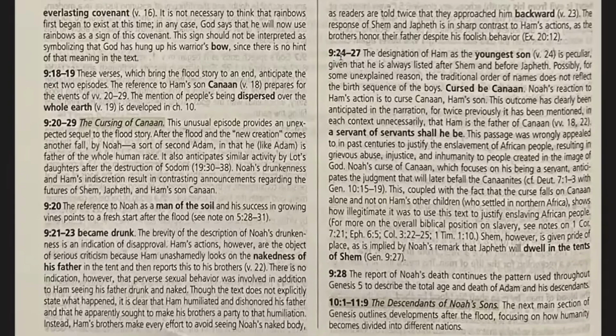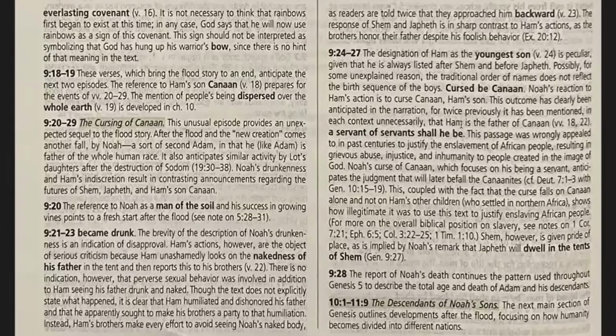Chapter 9, verse 24 to 27. The designation of Ham as the youngest son, verse 24, is peculiar, given that he is always listed after Shem and before Japheth. Possibly, for some unexplained reason, the traditional order of the names does not reflect the birth sequence of the boys. Cursed be Canaan. Noah's reaction to Ham's action is to curse Canaan, Ham's son. This outcome has clearly been anticipated in the narration, for twice previously it has been mentioned in each context, unnecessarily, that Ham is the father of Canaan, verses 18 and 22.